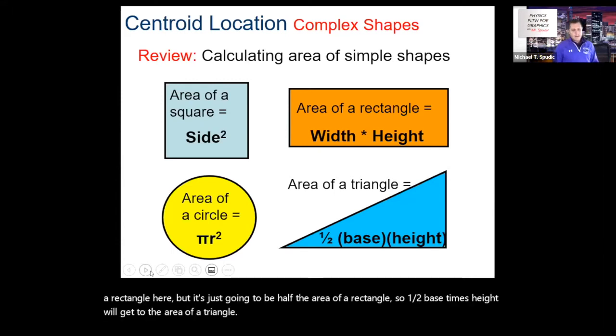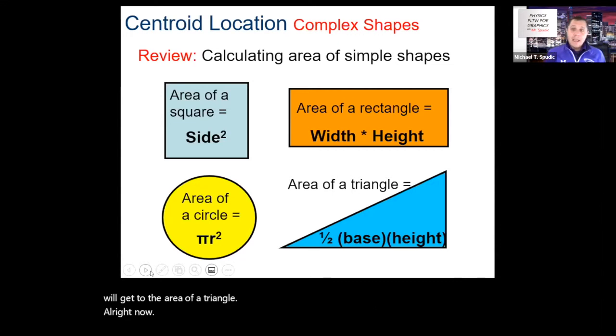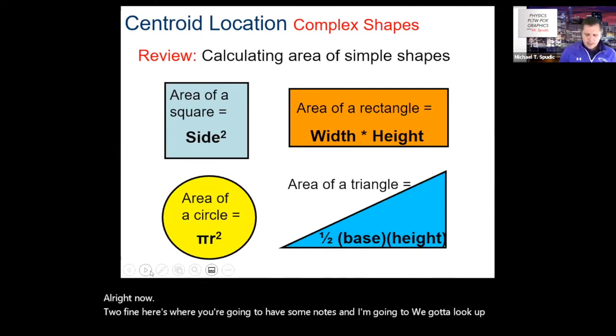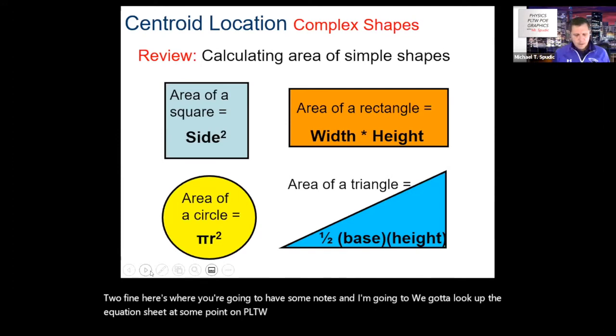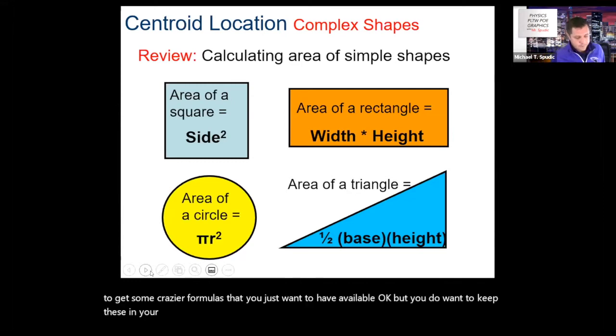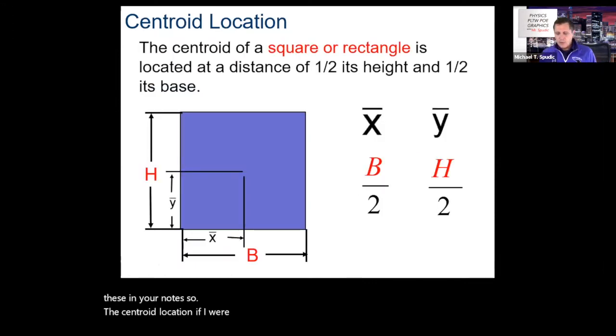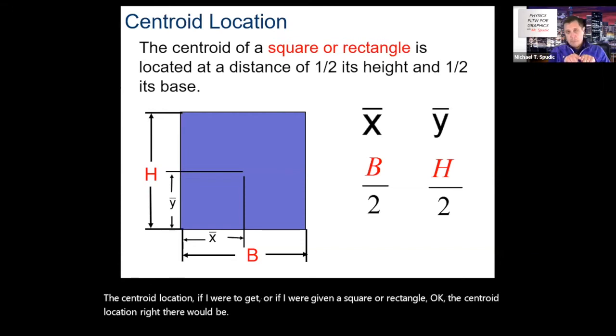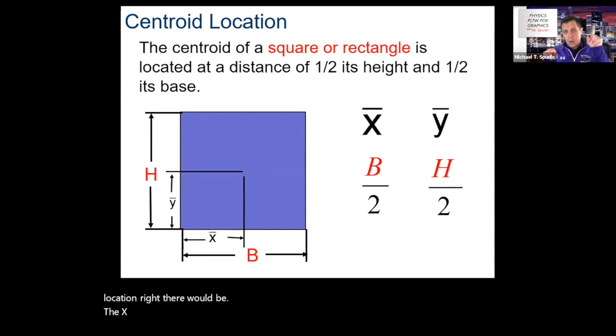Now here's where you're going to have some notes, and we have to look up the equation sheet at some point on the PLTW site so that we have it available, because we're going to get some crazier formulas that you just want to have available. But you do want to keep these in your notes. So the centroid location, if I were given a square or a rectangle, would be an x value. You need an x value and a y value, right? Think about a graph.